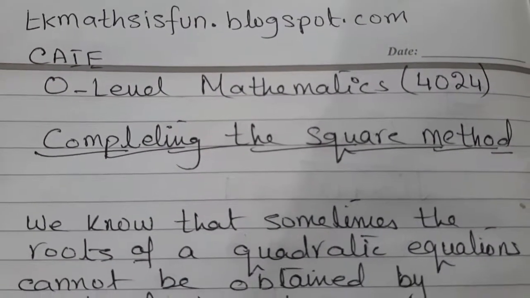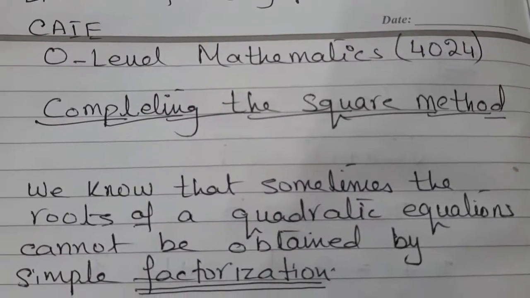the concept of completing the square method, which is part of the O-level mathematics CAIE syllabus. Let's start with this. So what is the completing the square method?